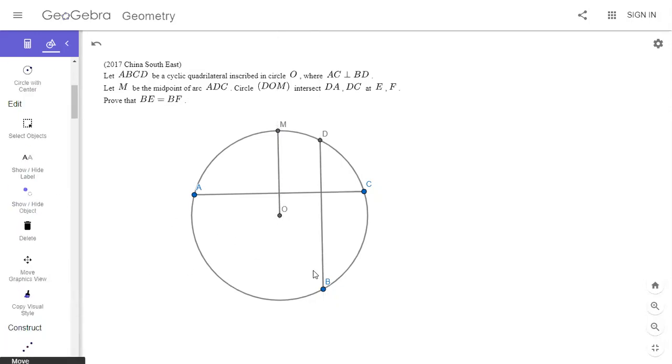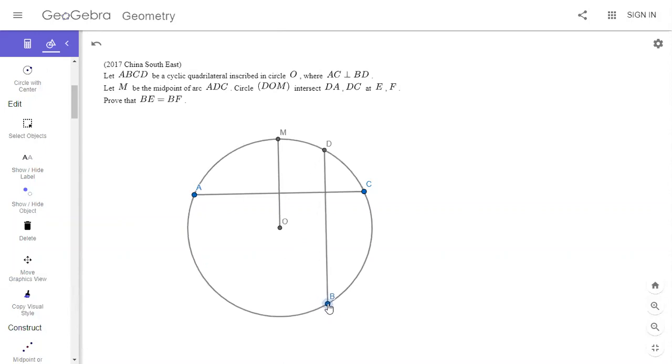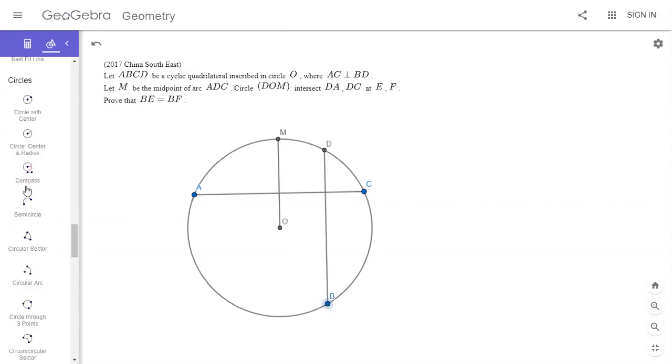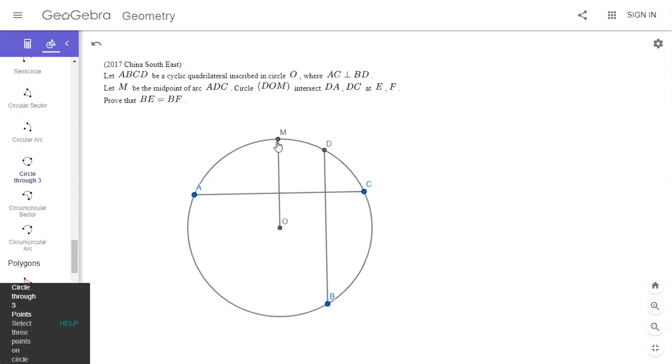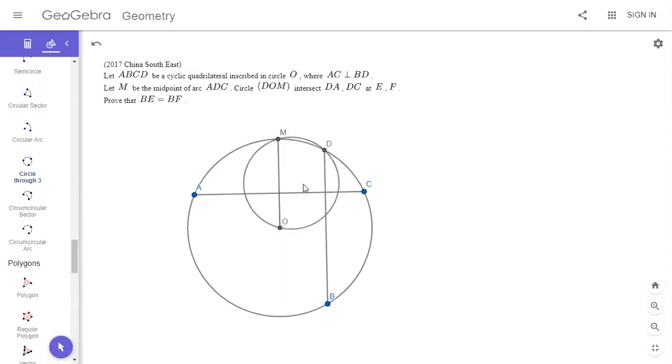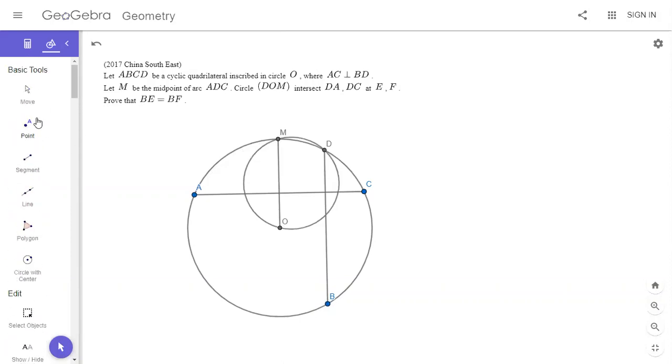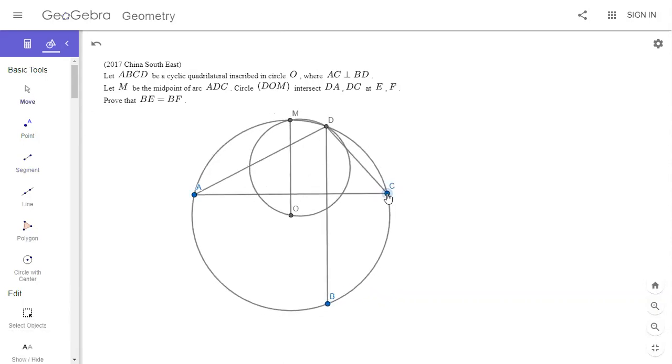The circumcircle of DOM, let's draw that. It intersects DA and DC at E and F. Okay, it's hard to see both intersections. Let's see, that looks a little better. So DA at E, DC at F. We want to show BE is equal to BF. That's kind of interesting. I'll bet you it's congruent triangles again somehow.